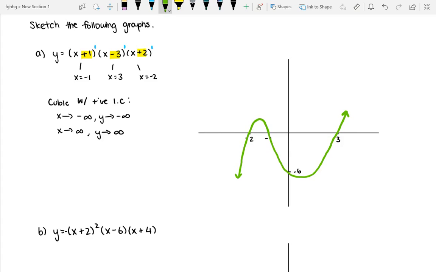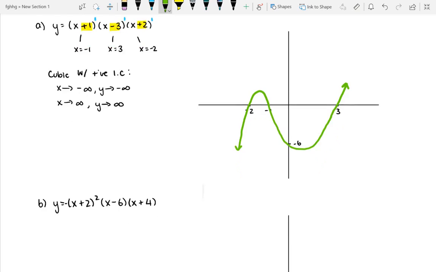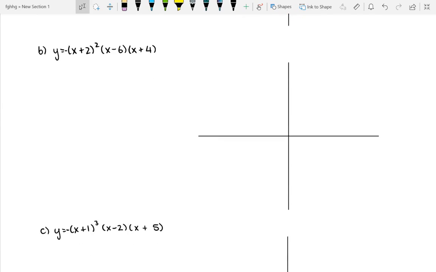A sketch, not an accurate graph, but a sketch. So in this sketch, I was able to make sure that my end behaviors were correct, my x-intercepts, how my graph behaves at my x-intercepts, and then my y-intercept. Now, these ones are, I would say, the easiest because all the factors have an exponent of 1. Let's take a look at something a little bit different now. So let's take a look at this example here.